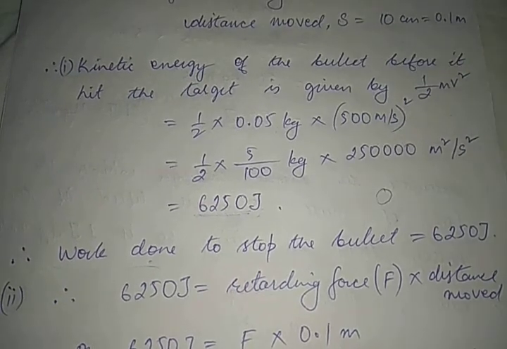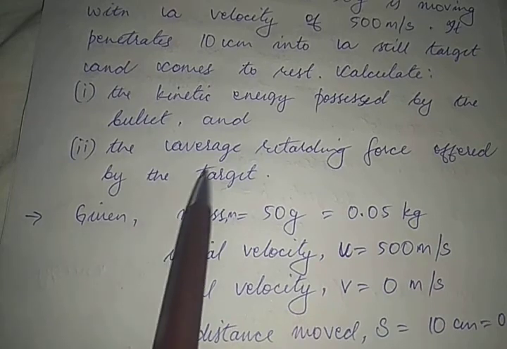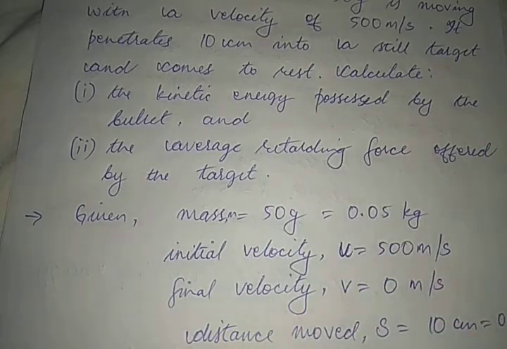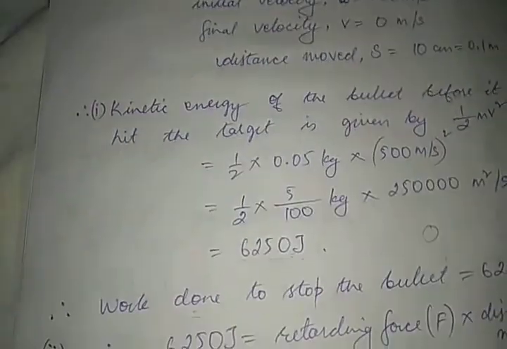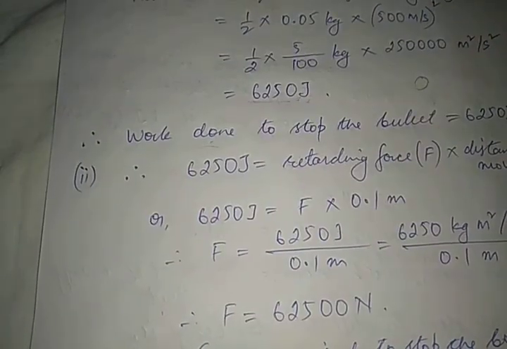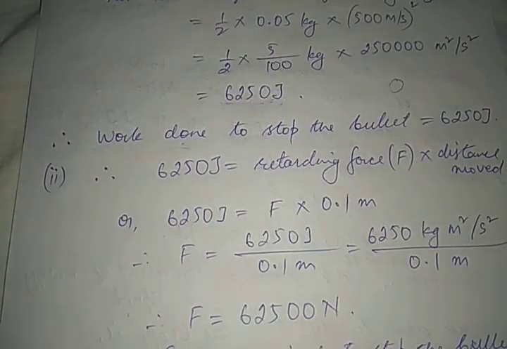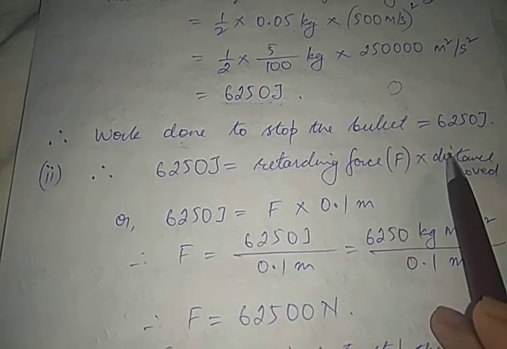Now why are we talking about work done? Because the second part of the question says find the average retarding force offered by the target. Since the question asks for the value of the force, the still target of course is exerting some retarding force because of which the bullet eventually stops. So to find the retarding force we have to talk about work done. So work done to stop the bullet is this much.